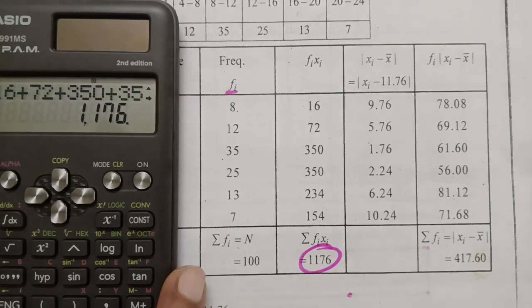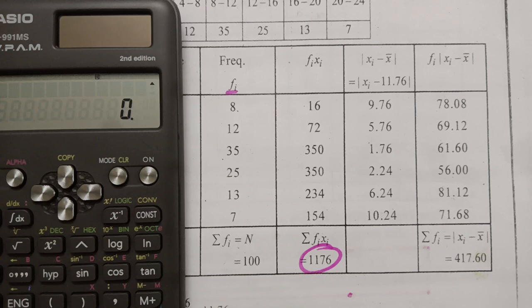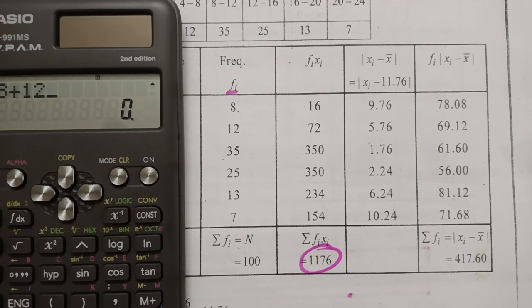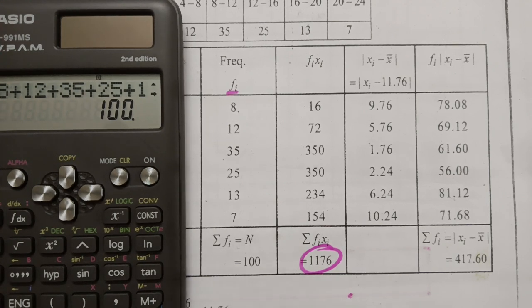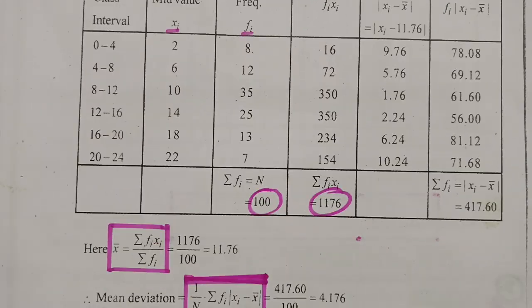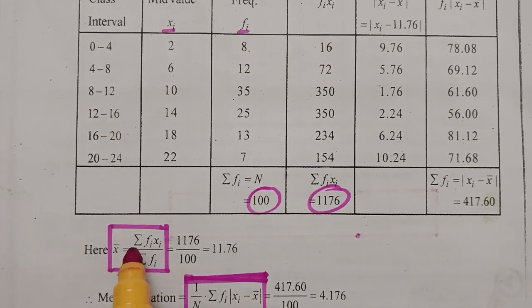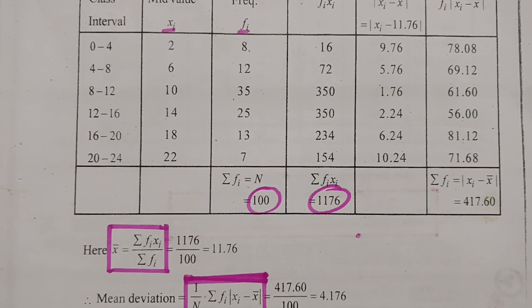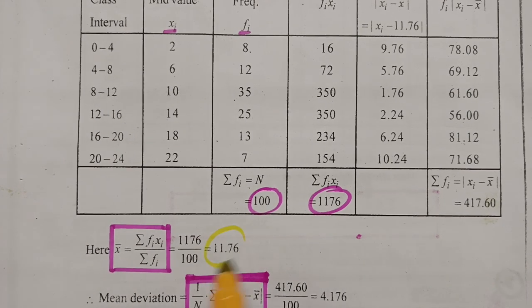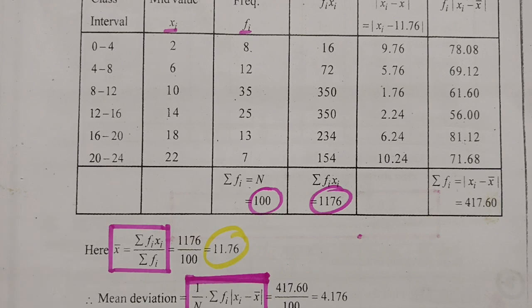Clear? And now if you add all these frequency values, that is 8 plus 12 plus 35 plus 25 plus 13 plus 7, the value here is 100. And with these two values, first of all we have to find the mean. The mean formula is so simple, that is sigma fi xi by sigma f. This total by this total, that is 1176 by 100. So the value here is 11.76, the mean value.